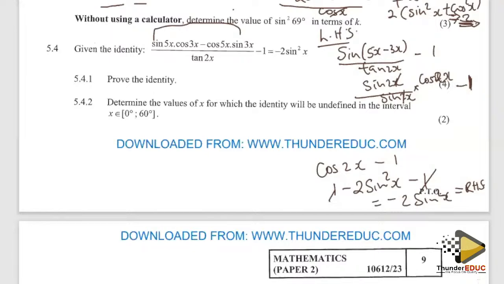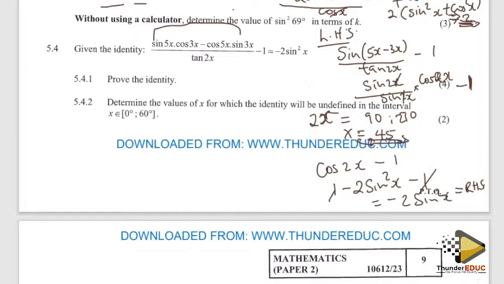Okay, 5.4.2: determine the values of x for which the identity will be undefined. So for this identity to be undefined, the denominator must be equal to 0. But since we have a tan graph involved, we can also look at the asymptotes. So with 2x, I'm just going to say tan will have asymptotes at 90 and 270. When I divide both sides by 2, my x is just going to be 45, because 270 divided by 2 is going to give me 135. So I'm just going to take 135 alone.